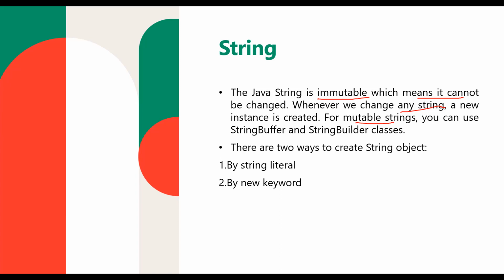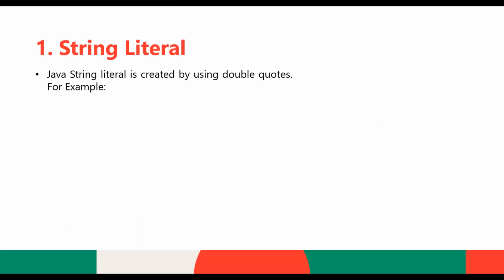Now we will see that by using the String class, there are two ways to create a string. One is by using a string literal, and the second one is by using the new keyword. So first we will see using a string literal. A Java string literal is created by using double quotes. For example, you can write the class name String, then s is a reference variable, and "welcome". So we will assign this string to s.